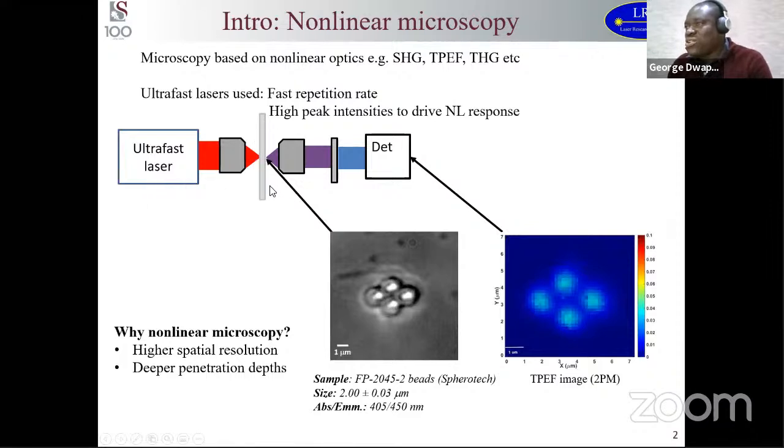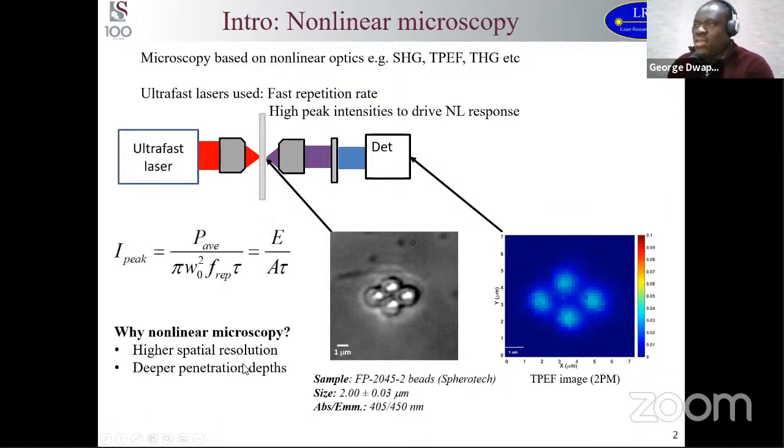You focus on a certain sample which you have in your image plane, and then the nonlinear interactions of the light and the matter generate a certain signal, which you collect using some detector, depending on what imaging technique you're using. Nonlinear microscopy is preferred mostly because you have a higher spatial resolution, and the near infrared wavelengths that are used also help in probing deeper into biological tissues.